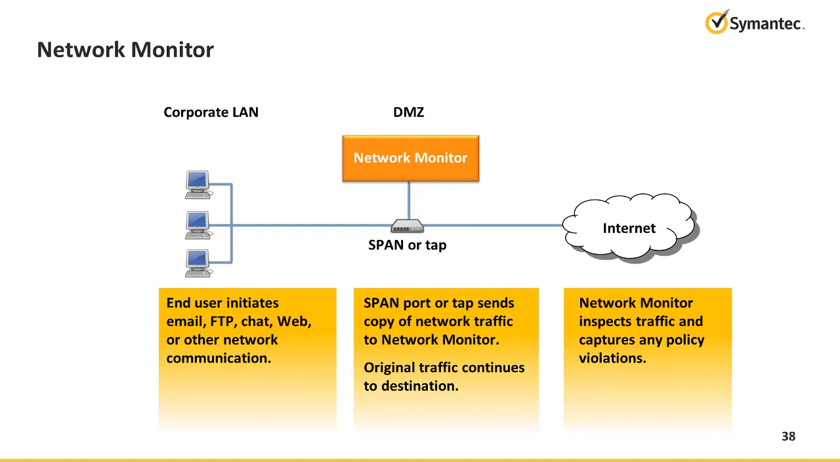For Network Monitor, the customer typically sets up either a switch port analyzer, or SPAN, or a network tap to direct a copy of network traffic to the Network Monitor server. In practice, when an end user sends a transmission over a configured protocol, the SPAN or tap will send a copy of the traffic to the Network Monitor server for analysis, while the original transmission continues uninterrupted to its destination. The Network Monitor server will send any incidents up to the Enforce platform, where they are written in the Oracle database and populated in the reporting UI.